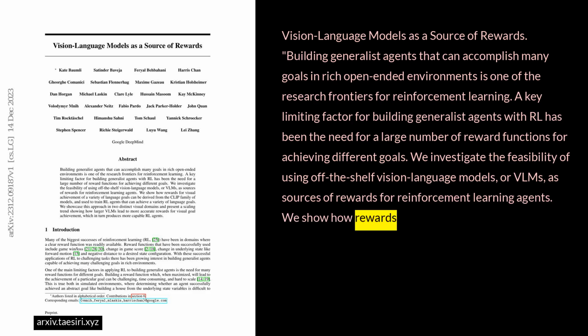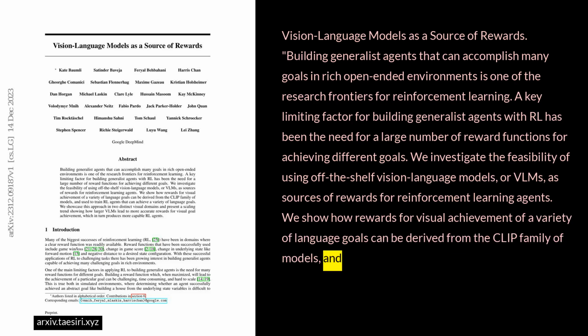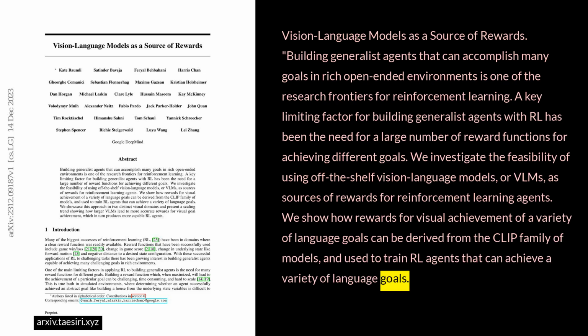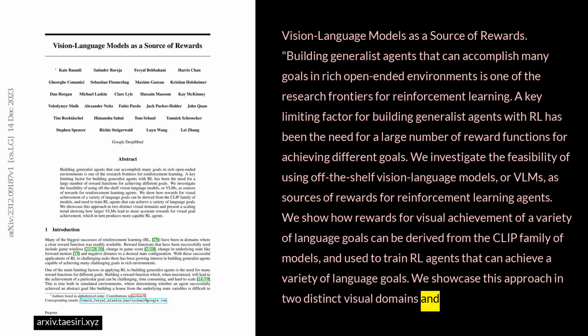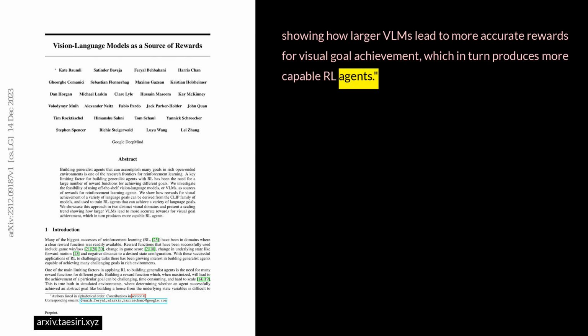We show how rewards for visual achievement of a variety of language goals can be derived from the CLIP family of models and used to train RL agents that can achieve a variety of language goals. We showcase this approach in 2 distinct visual domains and present a scaling trend, showing how larger VLMs lead to more accurate rewards for visual goal achievement, which in turn produces more capable RL agents.